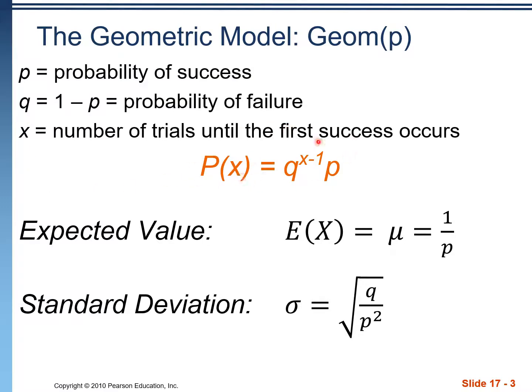We would use this equation, q to the x minus 1 power, times p. In this case, 5 would be x. We want to hit it on our fifth shot, so it would be q to the fourth power times p. If we have a 20% chance of hitting the bullseye, we have 80% to the fourth power, which means we missed the first 4 times and then we hit it on the fifth shot. The expected value for a geometric probability model is 1 over p, and the standard deviation is the square root of q over p squared.